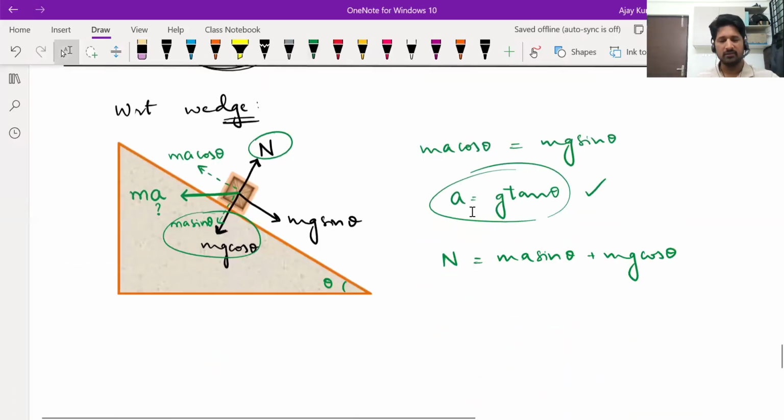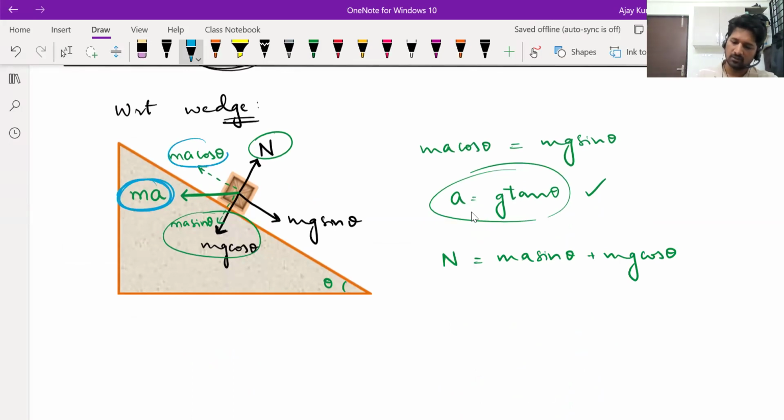Basically, if the wedge's acceleration is too much, the pseudo force becomes too much. And if the pseudo force is too much, this component will dominate mg sin theta and the block will slide up the incline. So if acceleration is less than g tan theta, the block will go down. If acceleration is equal to g tan theta, the block will stay at that level. If acceleration is more than g tan theta, the block will rise up also. All these possibilities are there. Now all this will happen when there is no friction to prevent sliding of the block.